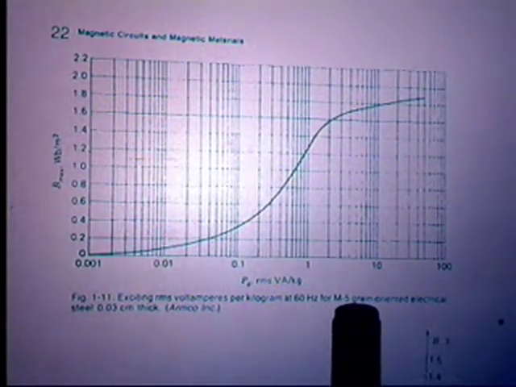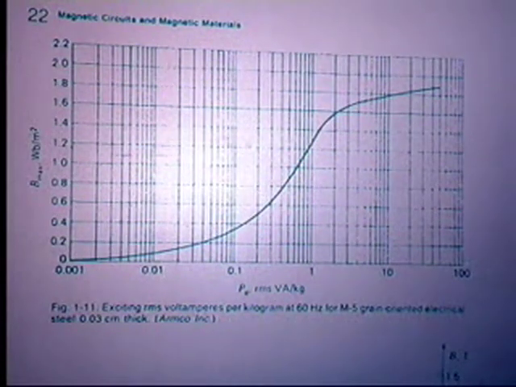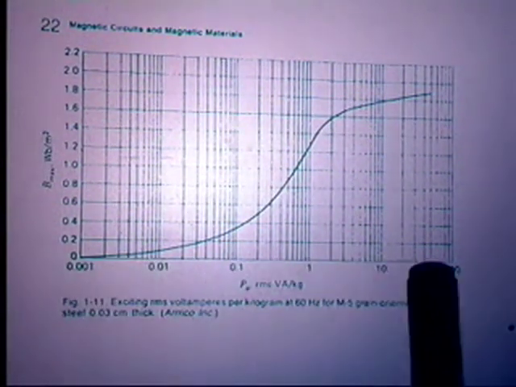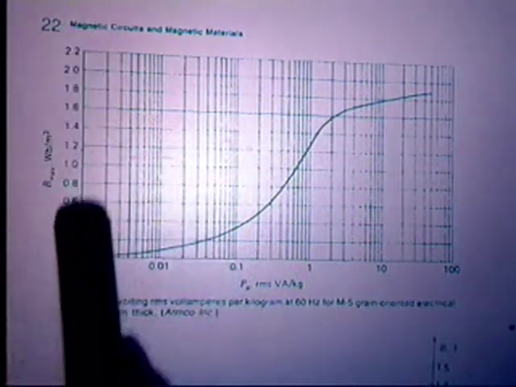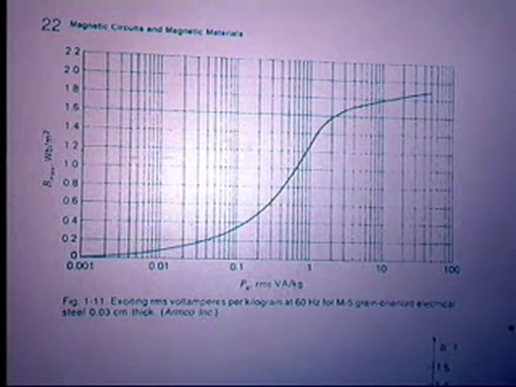This is the exciting RMS volt amperes per kilogram at 60 Hertz for M5 grain oriented electrical steel of this thickness, 0.03 centimeters thickness. Okay, so this is a curve which can be used. It gives you, on the x-axis, the RMS volt ampere per kg for different values of B max. In the y-axis you have the B max in Tesla.